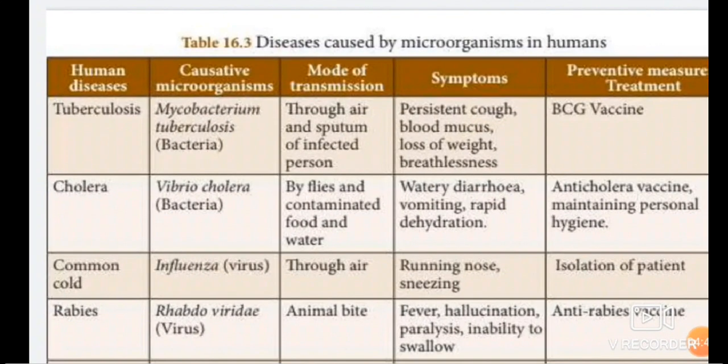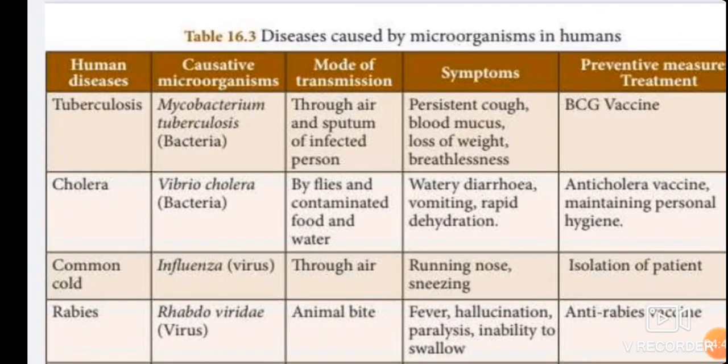Next, diseases caused by microorganisms in human. Human disease. Tuberculosis, TB. Causative microorganism, Mycobacterium tuberculosis bacteria. Mode of transmission through air and sputum of infected persons. Sputum means when you have cold, mucus is formed. That is sputum. Through the sputum of the infected person also it is transmitted.